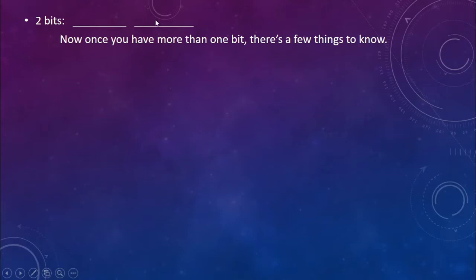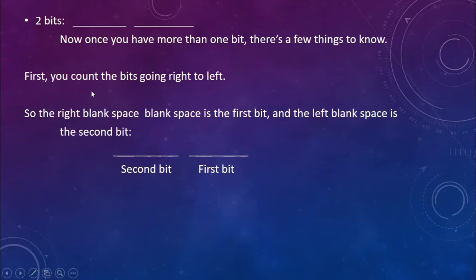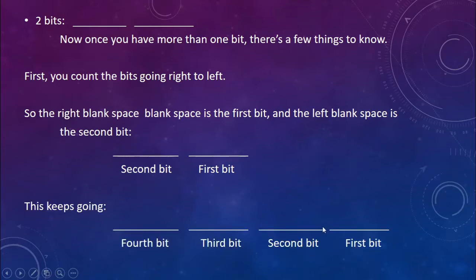Now, 2 bits. If you have 2 bits, kind of like having 2 blank spaces, there's a few things we need to know. First of all, we count from right to left. So the blank space on the right side is the first bit, and the blank space on the left side is the second bit. And that keeps going. So if you had 4 bits, you'd say the right side, this is the first bit, this is the second bit, this is the third bit, this is the fourth bit. Kind of like we said, first digit, second digit, third digit, fourth digit.